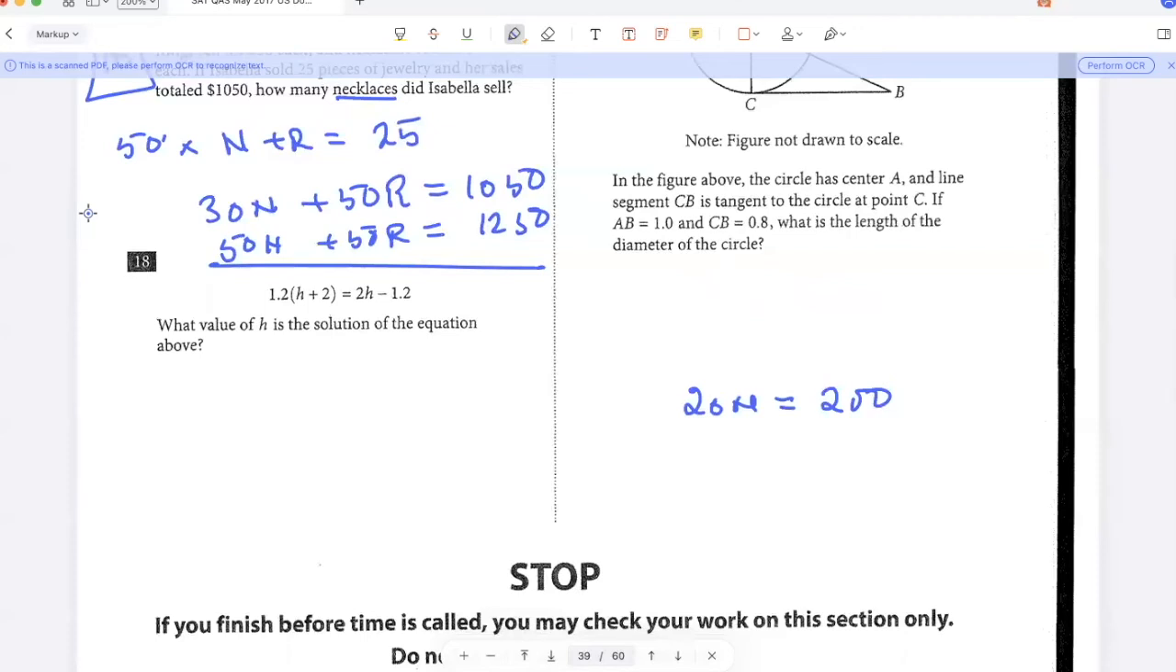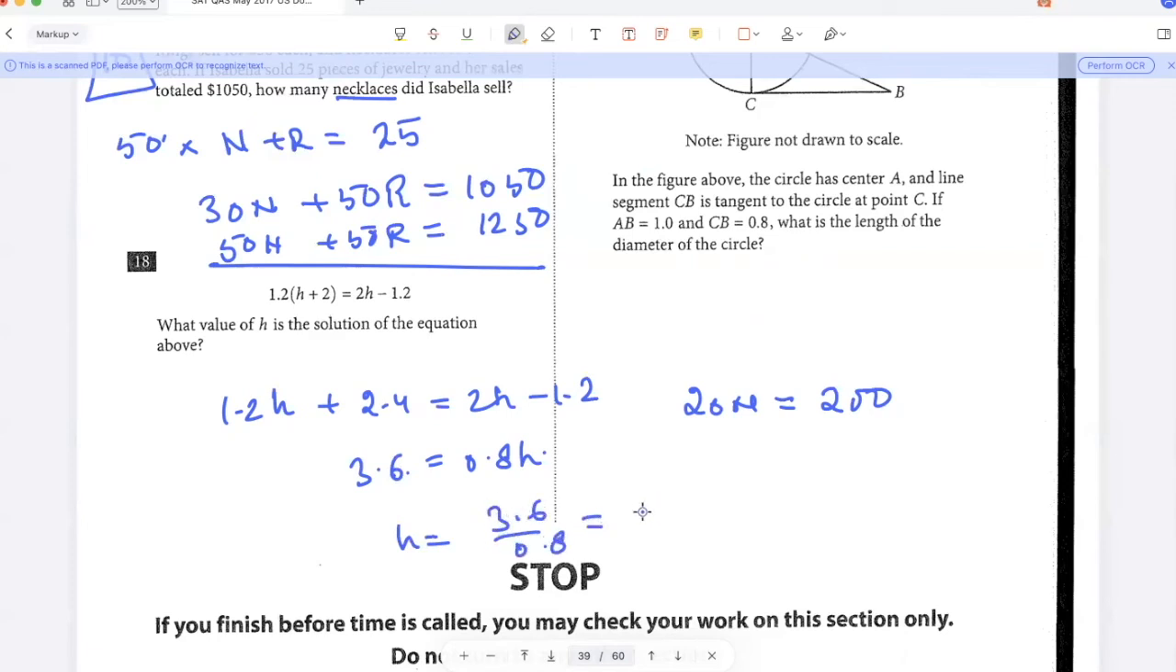What value of H is the solution of the equation above? 1.2H plus 2.4 is 2H minus 1.2. So 2 minus 0.8H is 3.6. So H is 3.6 by 0.8, which is 36 by 8, 4.5. So this is 4.5. Let me write here.